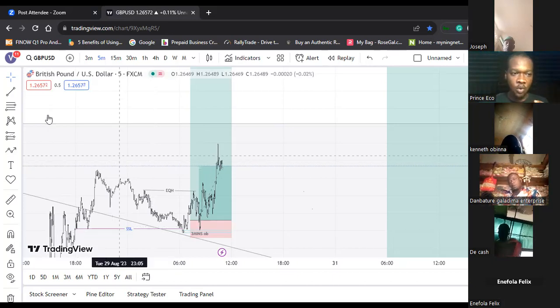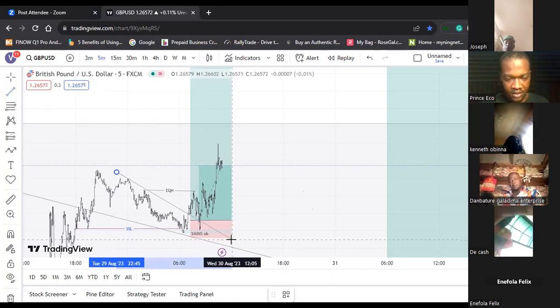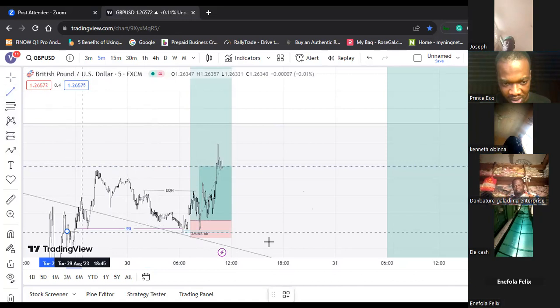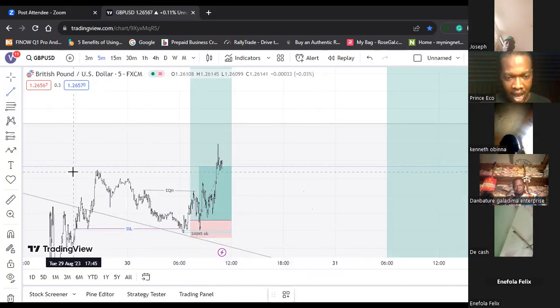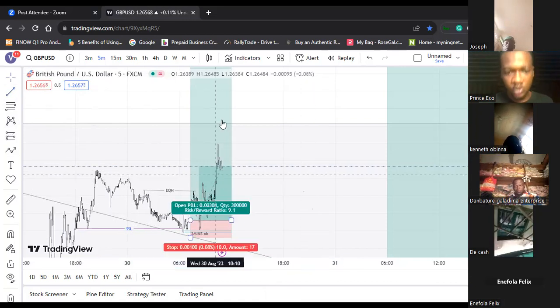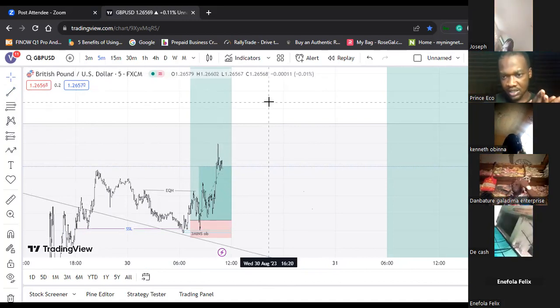Trend line liquidity is the one you see like this. Support liquidity is the one you see like this below. Resistance liquidity is the one you see above. That's where this one is like this, and the market took it out. Those are the three major types of liquidity.